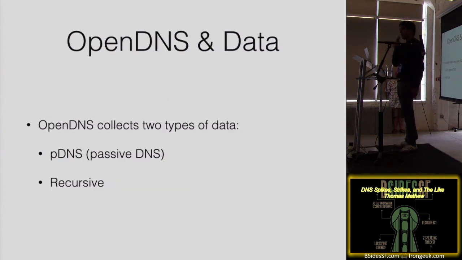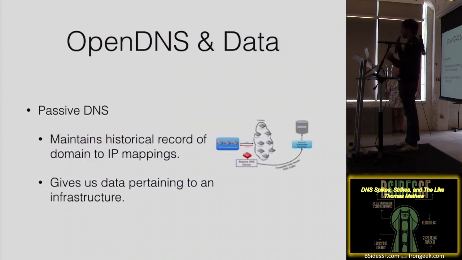But at OpenDNS, there are 2 types of data that we collect. There's what's called passive DNS, and then what we call recursive DNS. This distinction is important when it comes to modeling some of the traffic patterns that we're going to be talking about later. Passive DNS just maintains a historical mapping between a domain and an IP. So with a passive DNS system, I can see what google.com was mapping to 10 years ago. It gives us a very good understanding of how domains and IPs have been changing over a period of time.